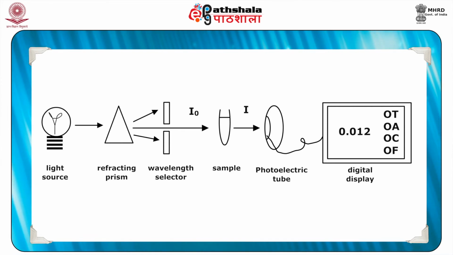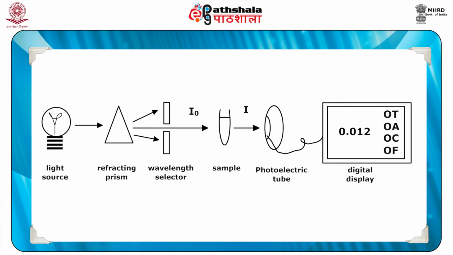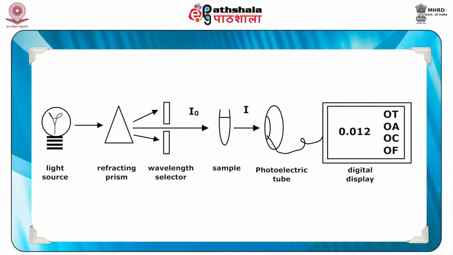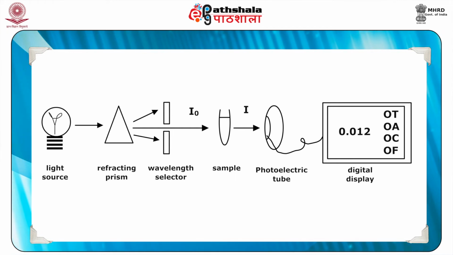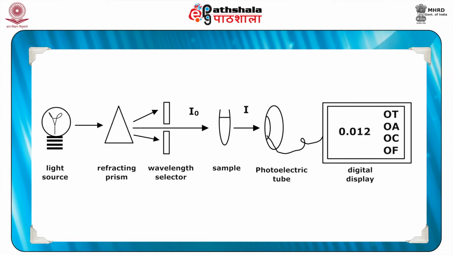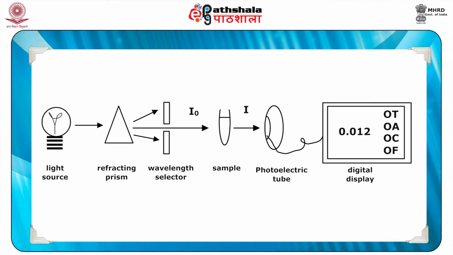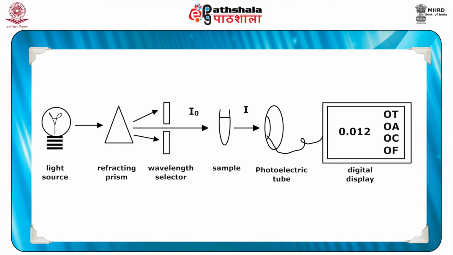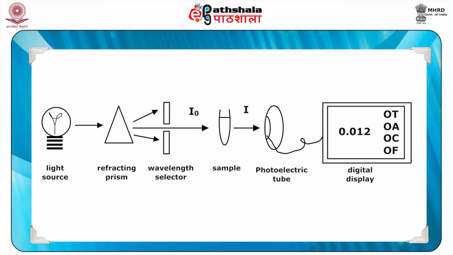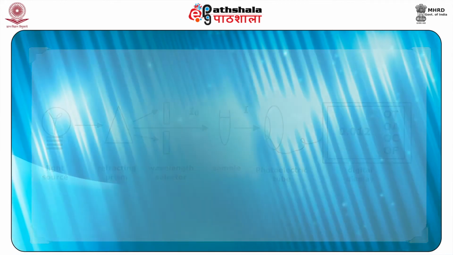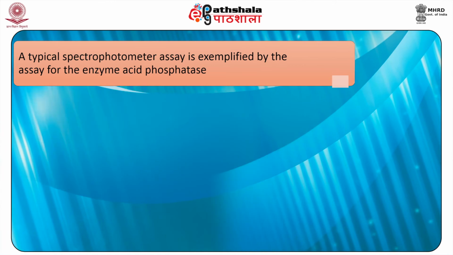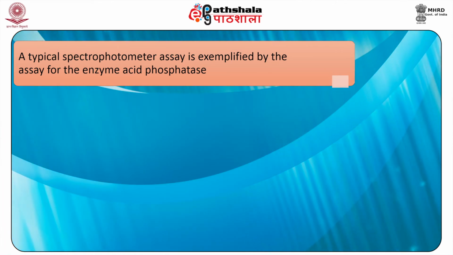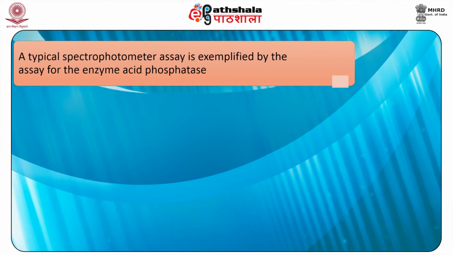The light from the light source goes through a refracting prism and then through a selector, which is in other words a monochromator, and then through the sample. The sample will then allow a certain portion of the light to pass through, which is then picked up by a photoelectric cell and then computed to give the absorbance measurements. A typical spectrophotometer assay is exemplified by the assay for the enzyme acid phosphatase.